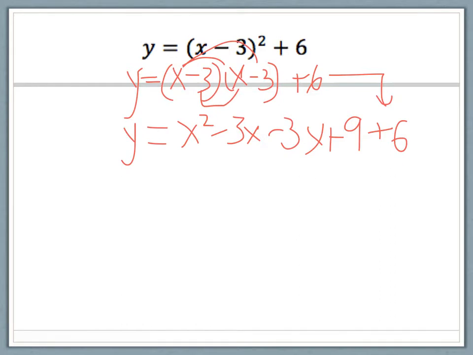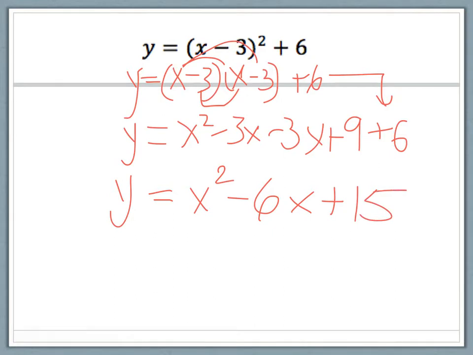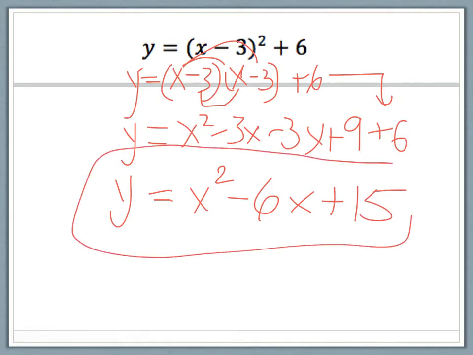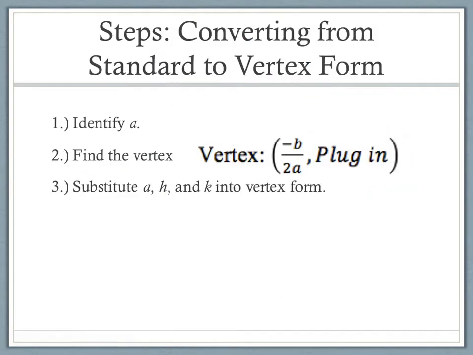Now I can combine like terms. So y equals x squared minus 6x, then 9 plus 6 is 15. That's it. So we just multiply it out, combine like terms, and that's how we go from vertex form to standard form.